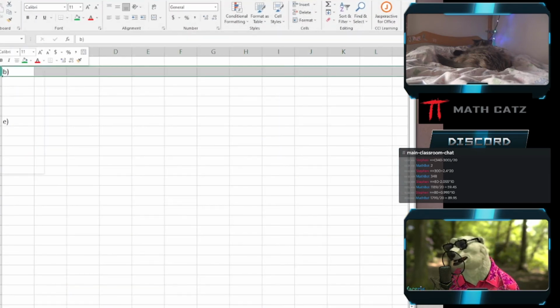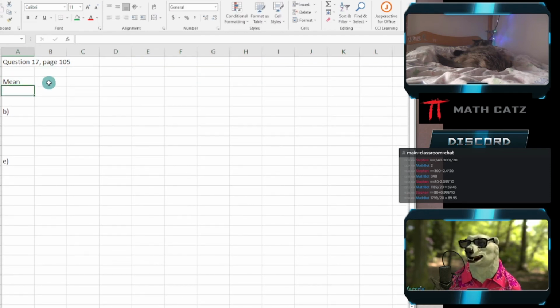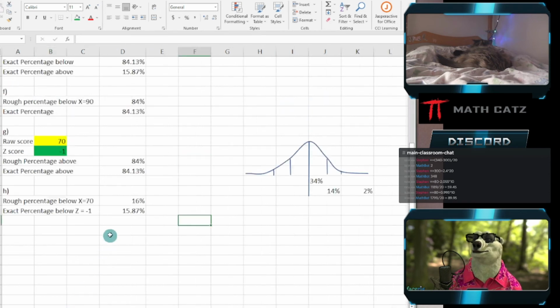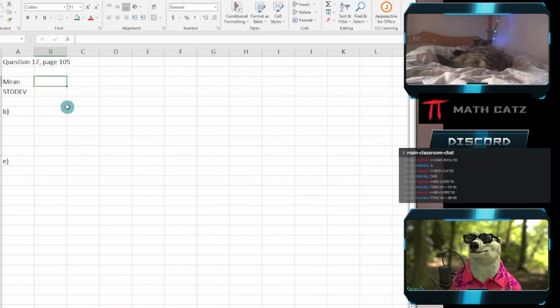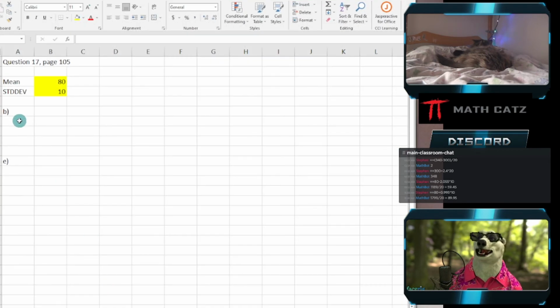B and E. Beautiful. Now, not to overlap with the other question, I'm just going to give myself some space and remember the mean and the standard deviation. What was it? Go all the way up. 80 and 10. Those are inputs, and I remind myself, just a good habit to get into. So now I want to work with 16%, and I want to be in the bottom 16%. So now let's say the percentage below is 16%, like so.